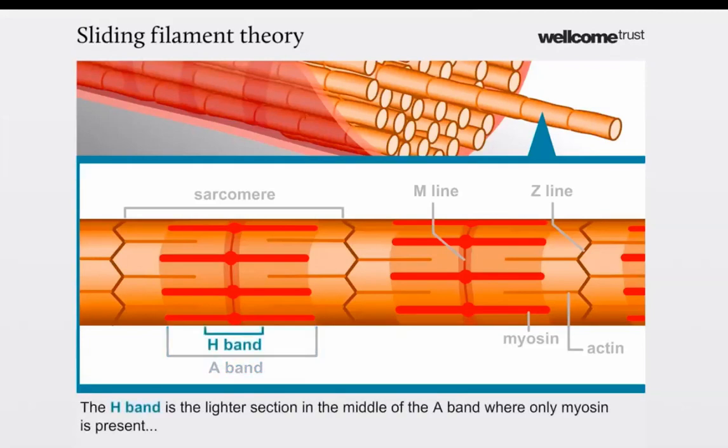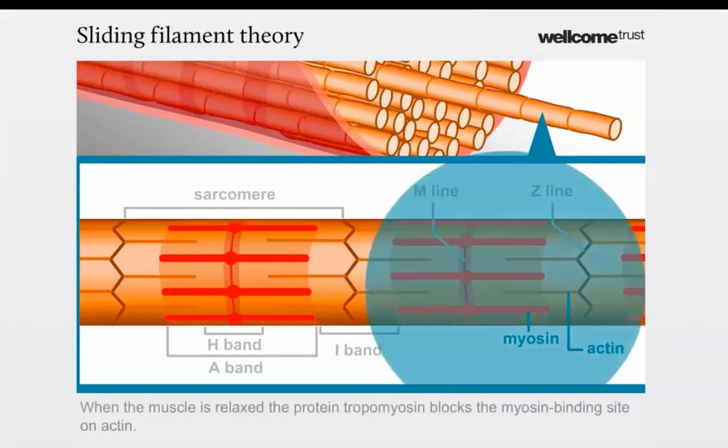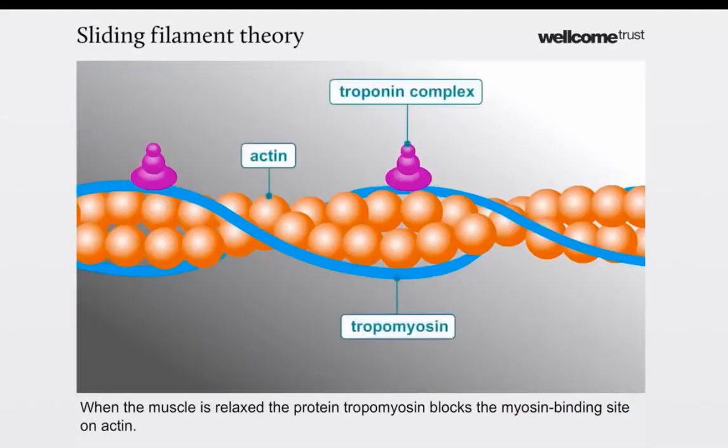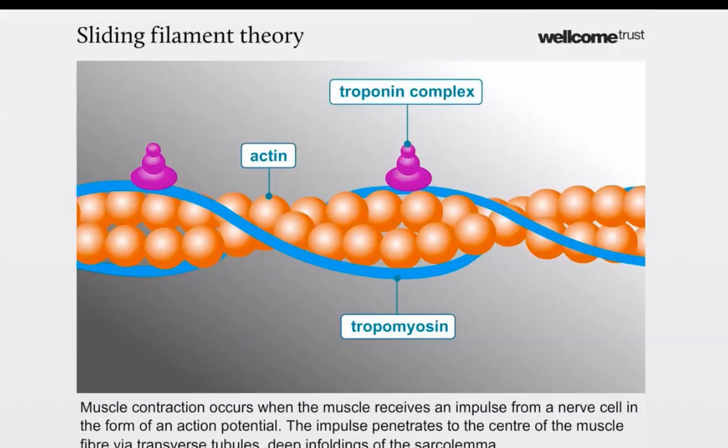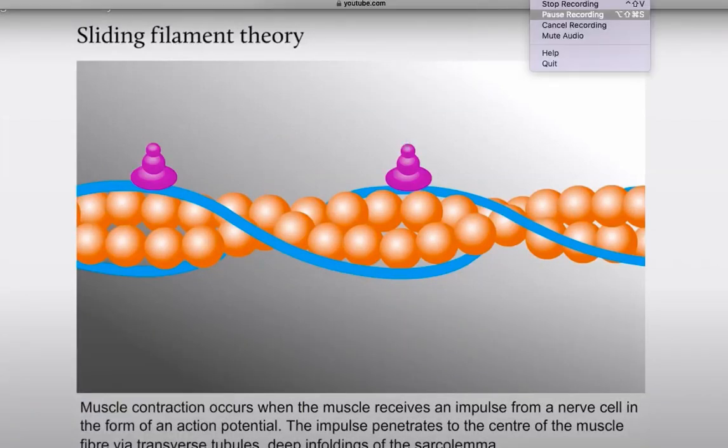The A-band is the darker band of the myofibril containing the myosin filaments. The H-band is the lighter section in the middle of the A-band, where only myosin is present. The I-band is the lighter band of the myofibril containing only the actin filaments. When the muscle is relaxed, the protein tropomyosin blocks the myosin-binding site of actin. Muscle contraction occurs when the muscle receives an impulse from a nerve cell in the form of an action potential.